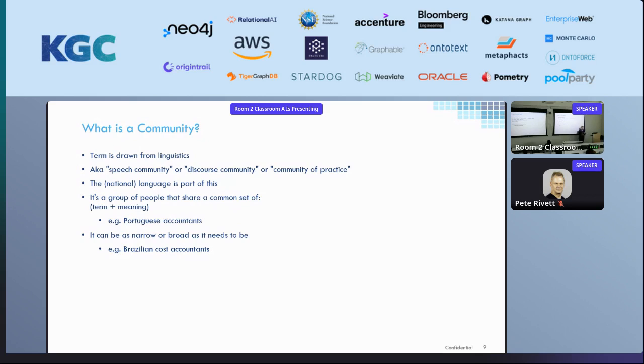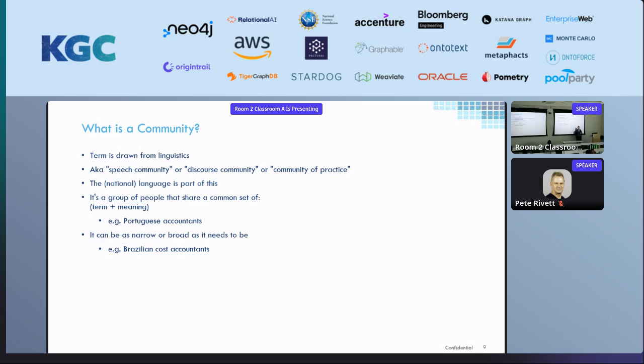And the definition I'm using for community is really a group of people that share a set of, and this is a tuple of term plus meaning. I'll expand more on that later. So an example of a community might be Portuguese accountants. So this embeds the natural language aspect, and it also addresses their interests and their community. Now you can be as broad or as narrow as you need to, again, in terms of sharing that common set of term and meaning.